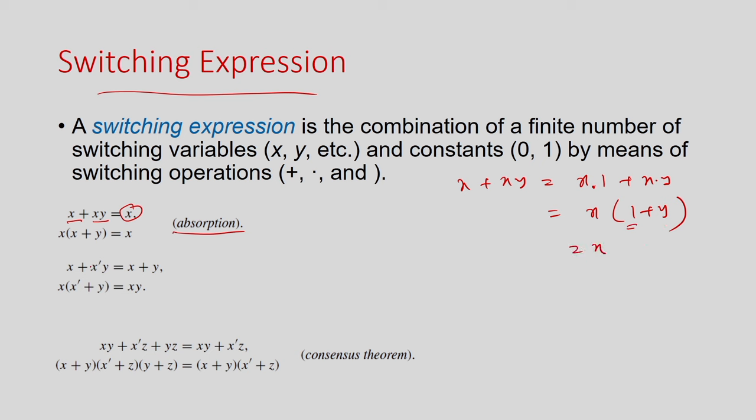Similarly, now the duality: I can replace this by AND and this by OR, and I will get this expression, x into x plus y. This is also x, and it is also easy to prove. You just apply the distributive property, x and x plus x and y. So, x and x is x. This will result in x plus x y, which is the previous expression. So, here I can write x. So, this is the absorption rule.